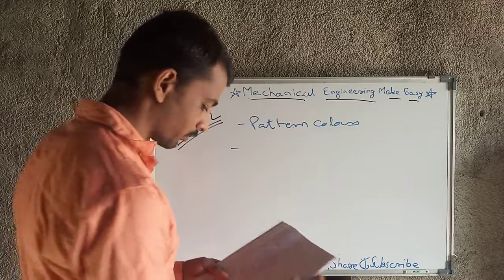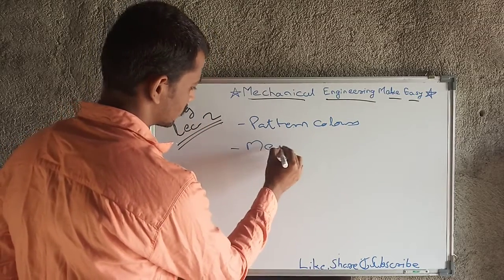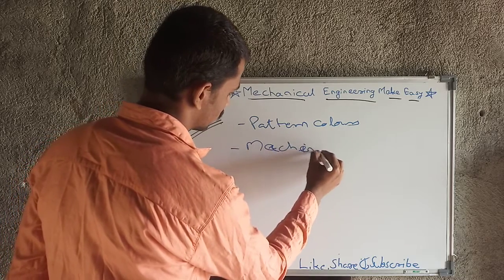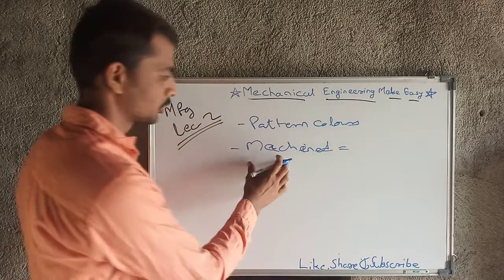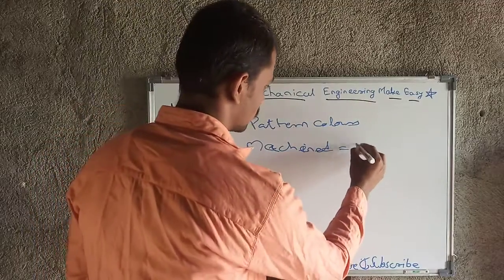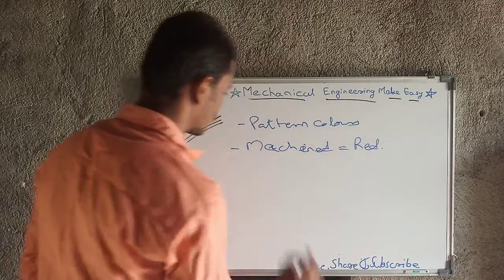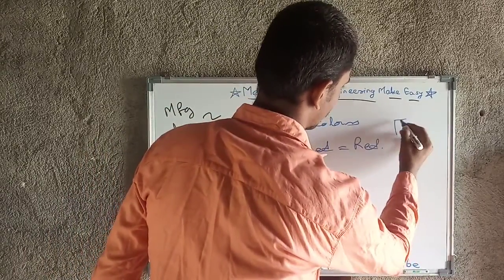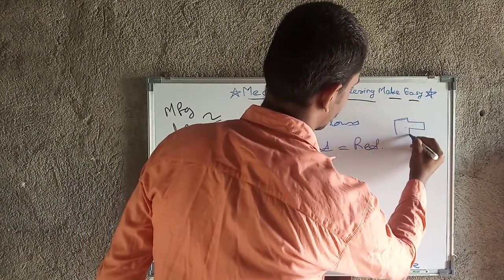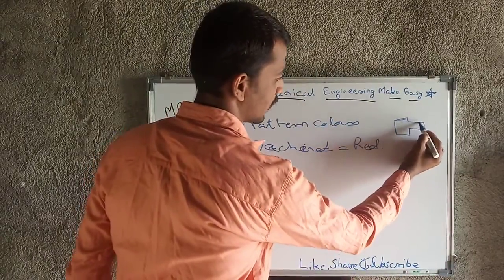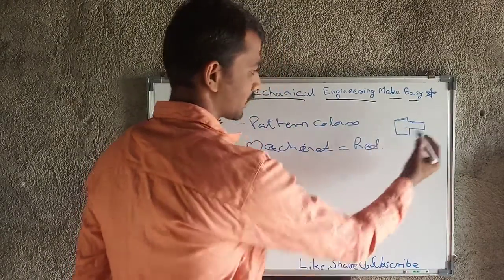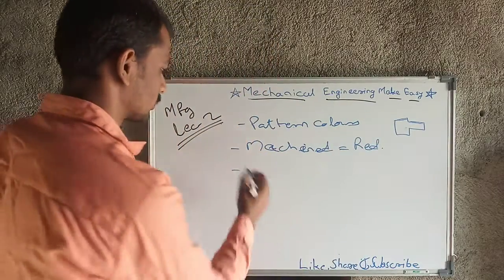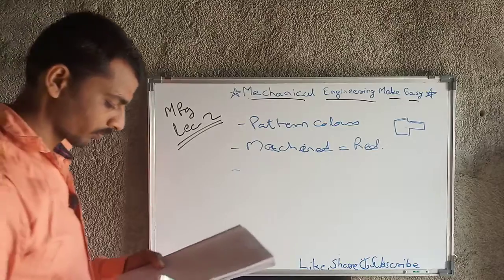cast surfaces to be machined. For the surfaces which we have to machine afterwards, the red color is there. Okay, means any casting is there, and this part we have to machine, so on the pattern we will paint this part with red color. Okay, that's the case the pattern colors have.